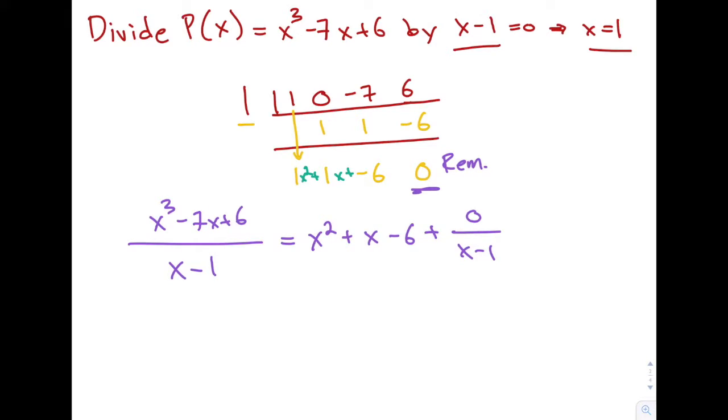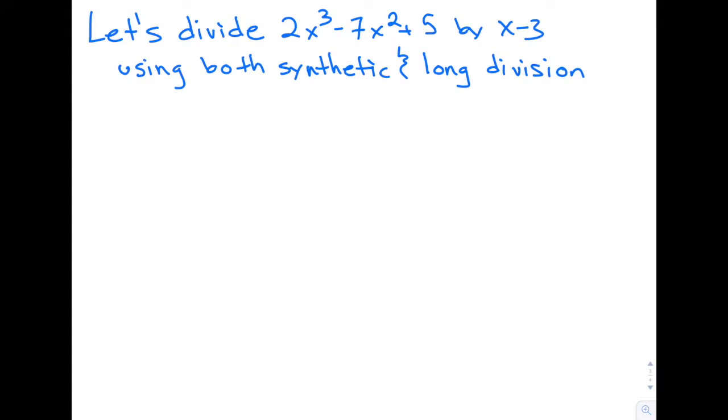It's important to note that in some cases, when you end up with a 0, that just means that whatever we're dividing by, we're dividing x minus 1 into our polynomial p. It just divides evenly into it. We'll get into that a little bit more later on, but just something that you might happen upon. Okay, so now let's divide 2x cubed minus 7x squared plus 5 by x minus 3. We'll use both synthetic and long division, so you can compare the visual aspect of the two different types of division.